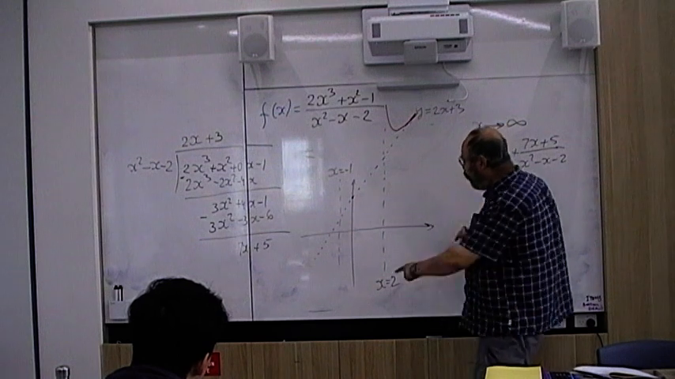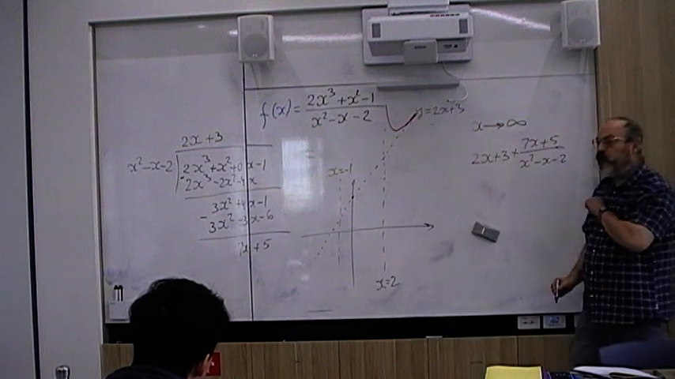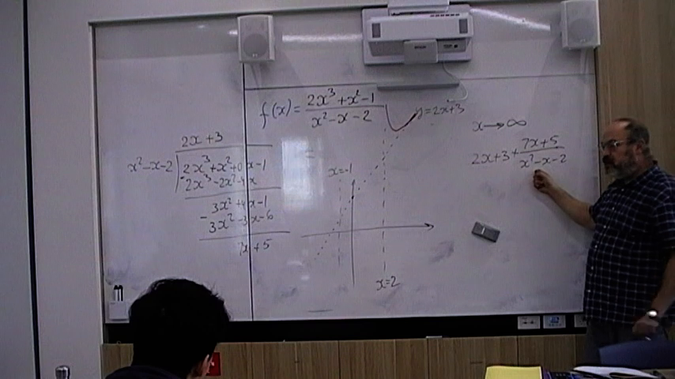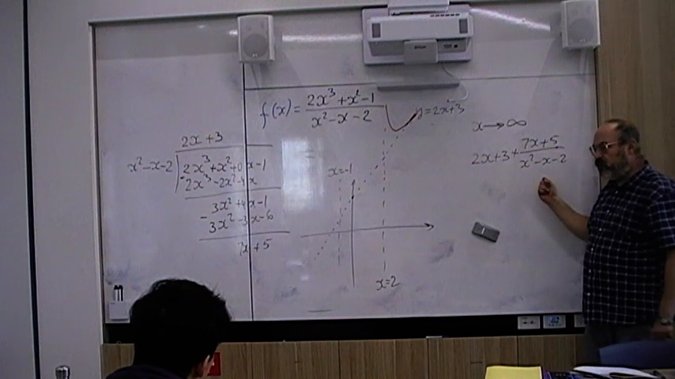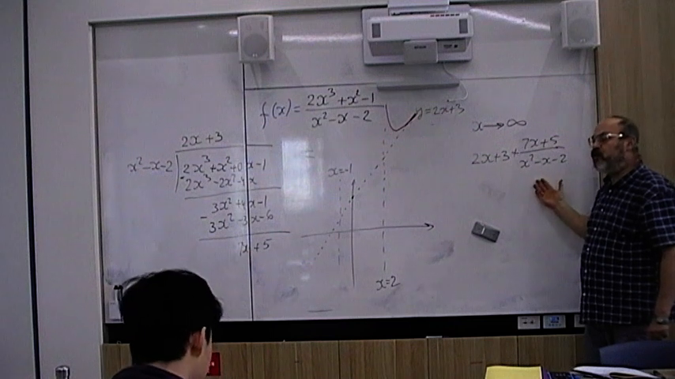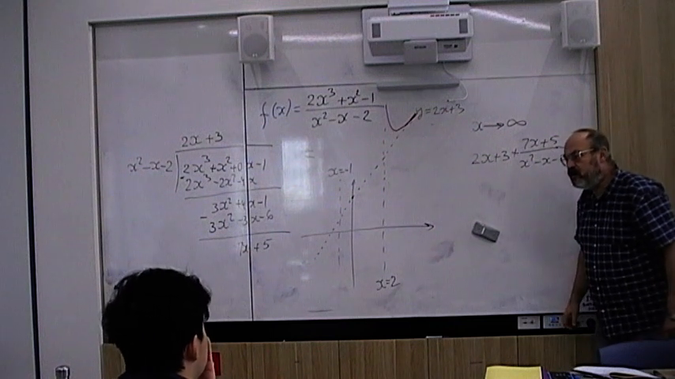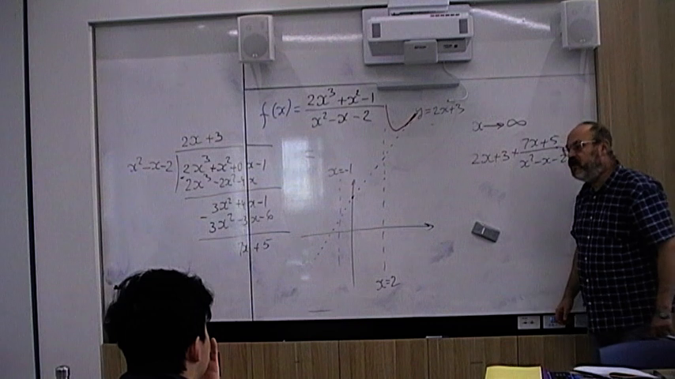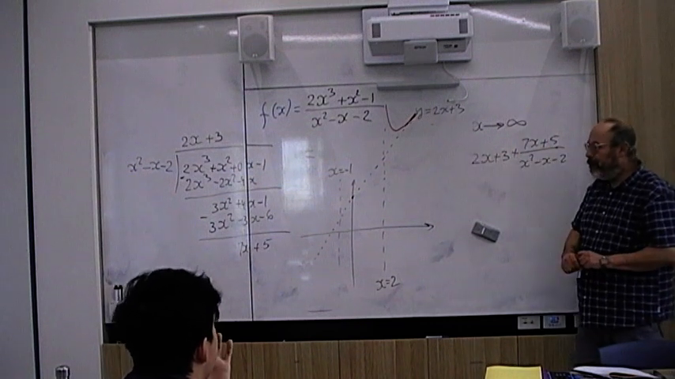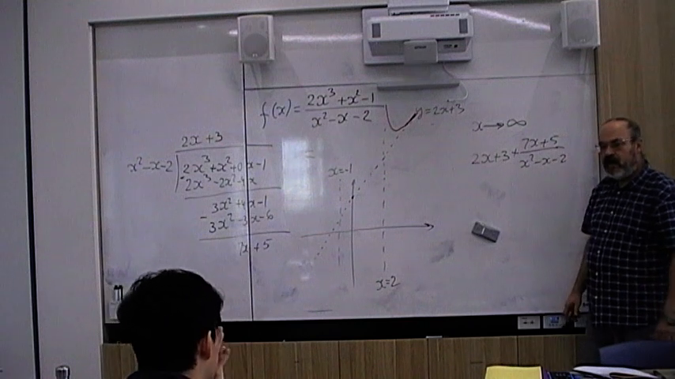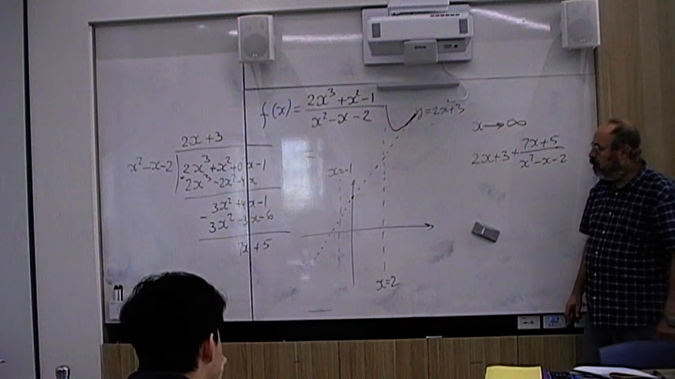But when x is approaching 2 from the right, the denominator is approaching 0, because it equals 0 at x equals 2. When the denominator is approaching 0, what is the fraction approaching? Infinity. Divided by 0 it goes to infinity. Yeah, 2x plus 3.